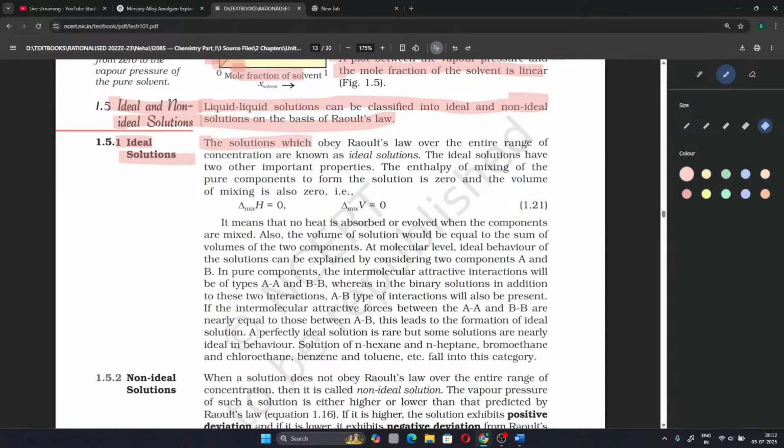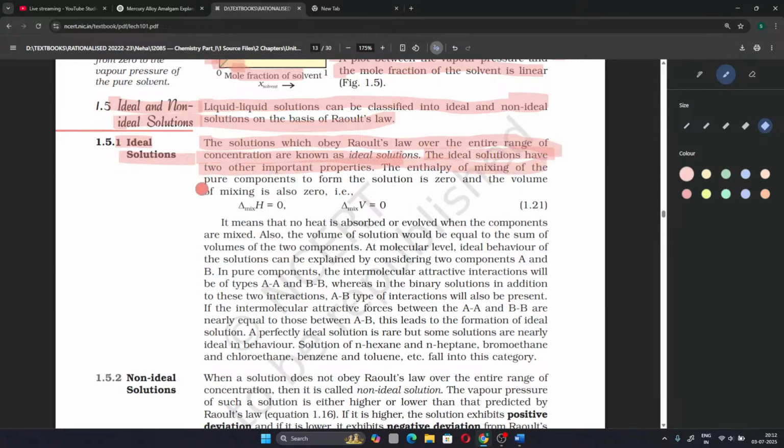The solutions which obey Raoult's law over the entire range of concentration are known as ideal solutions, meaning at any concentration it obeys Raoult's law, meaning partial pressure is directly proportional to mole fraction. Such a solution is called an ideal solution. The ideal solutions have two other important properties.